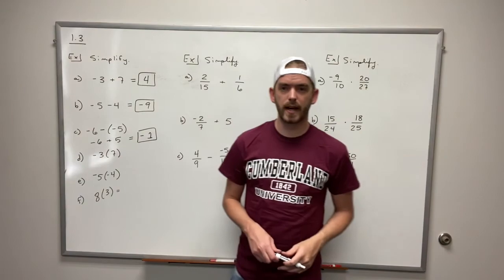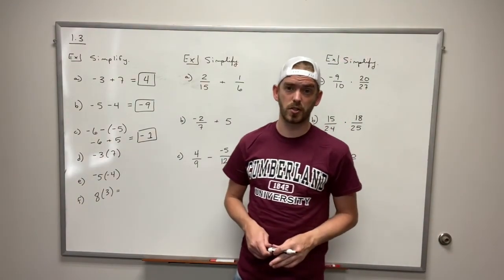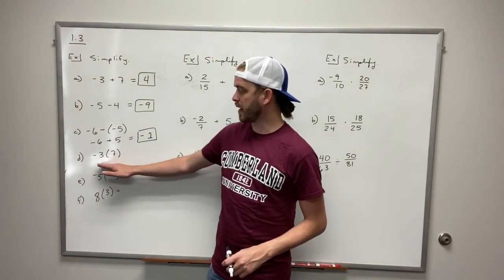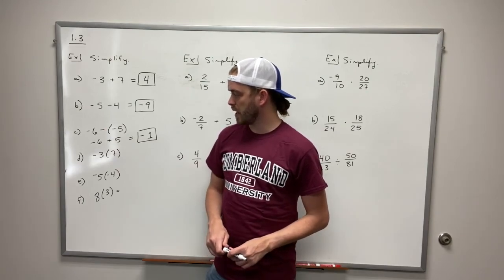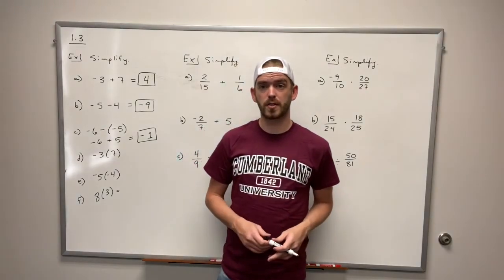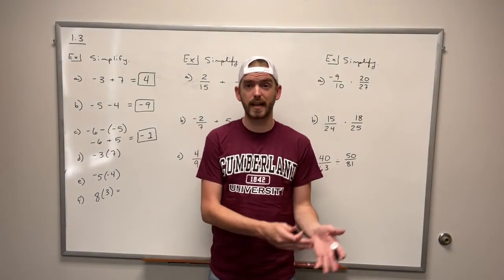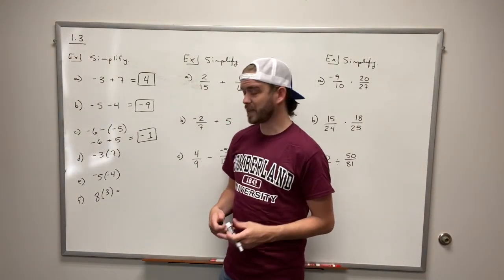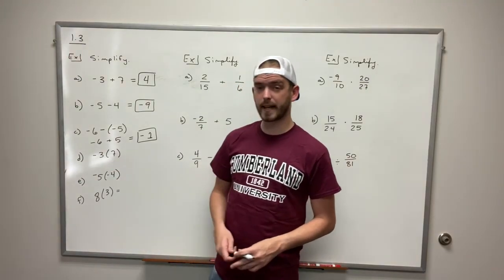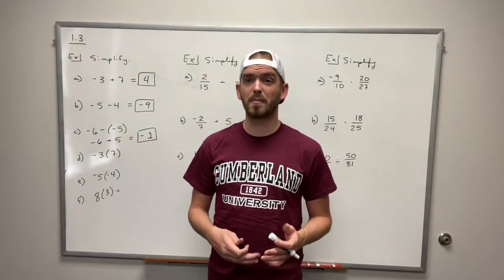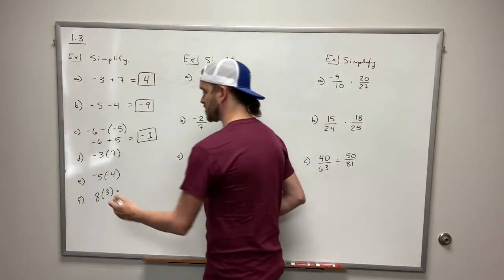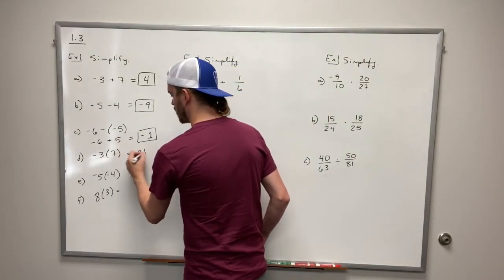Let's talk about multiplication, and this also works for division as well. Whenever we're multiplying two integers, if the signs are the same, it's going to be positive. So if you have a positive times a positive, that's positive. If you have a negative times a negative, that's also positive. But if the signs are different, like they are right here with -3 times 7, it's going to end up being a negative number. So -3 times 7 is going to be -21.